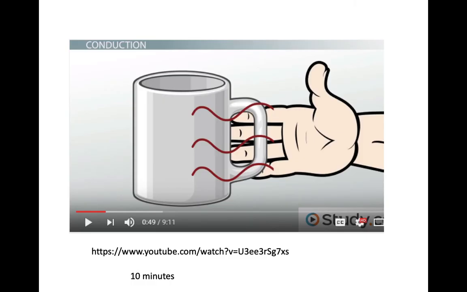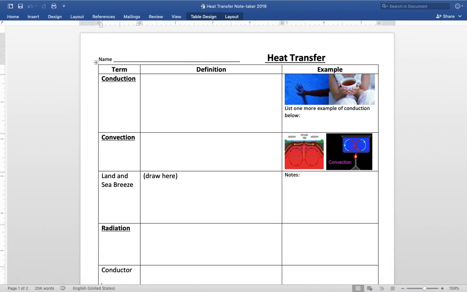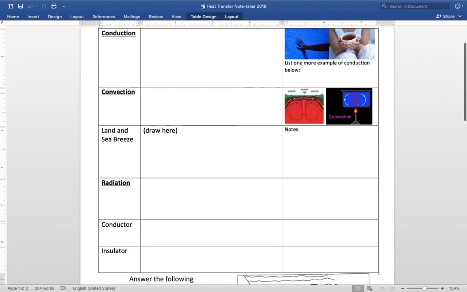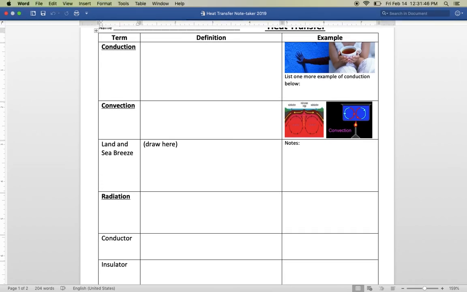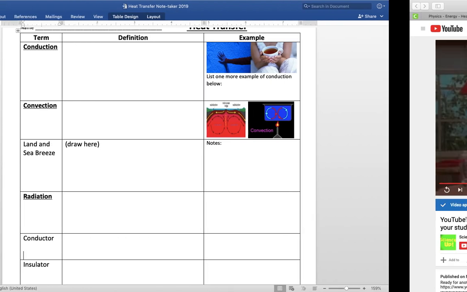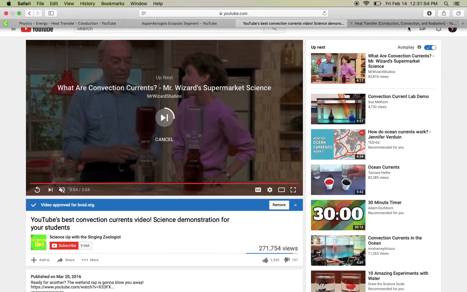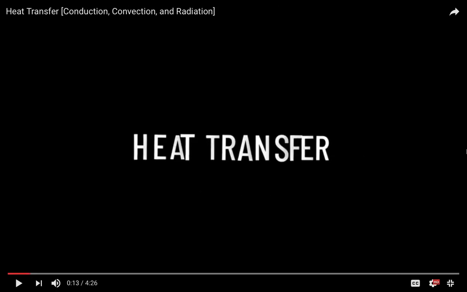So this concludes our lecture on our forms of heat transfer. At this point, you should have completed this table. You should have information about conduction, convection, and radiation. In order to solidify our learning for today, we're going to look at one more video that in review is going to go through these three forms of heat transfer.